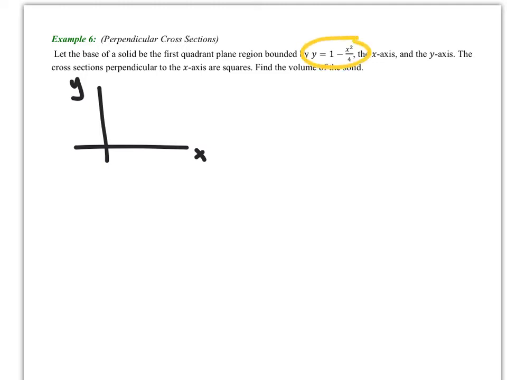But this function, y equals 1 minus x squared over 4, when x is 0, y will be 1. When y is 0, x will be 2. Now this graph will look kind of like that, but we're not revolving it this time. So I'm going to sketch with a different perspective. Here's my y-axis. Here's my x-axis. Here's y equals 1. Here's x equals 2.